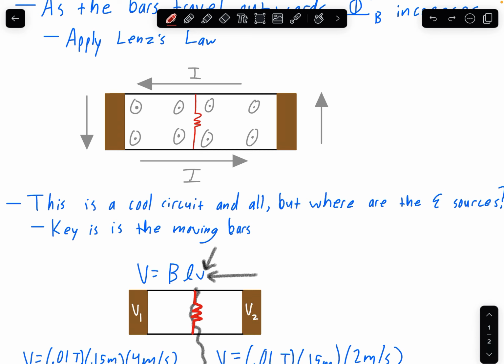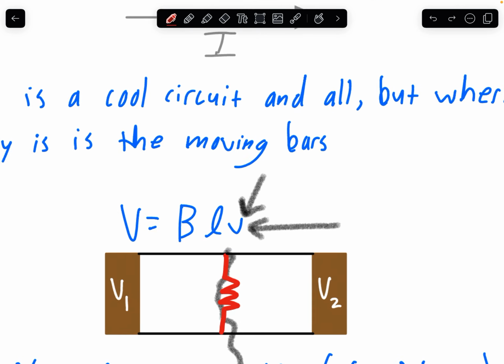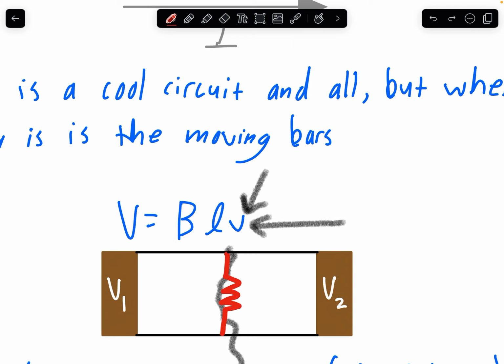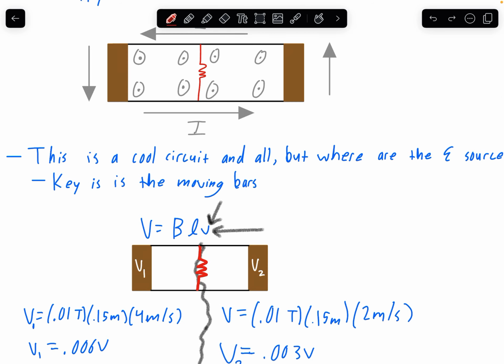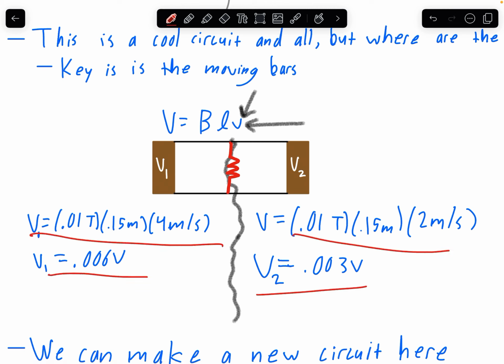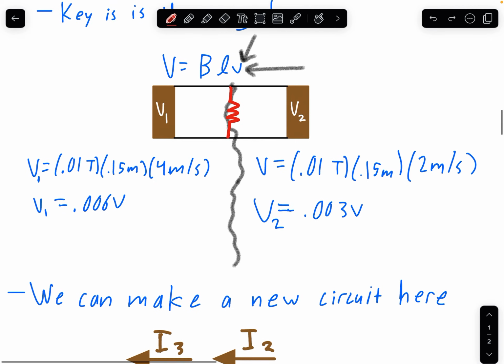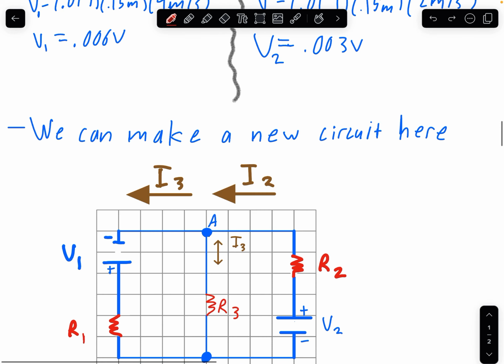So we know the direction of current, but where are our EMF sources? The key is in the moving bars, because we have the formula: electric potential equals magnetic field times length, which is the length between the rails in this problem, times the velocity. So for each of the bars, I plugged everything into the formula. Pretty simple. We get 0.006 volts for V1, and then we get half of that for V2 because its velocity's magnitude is half.